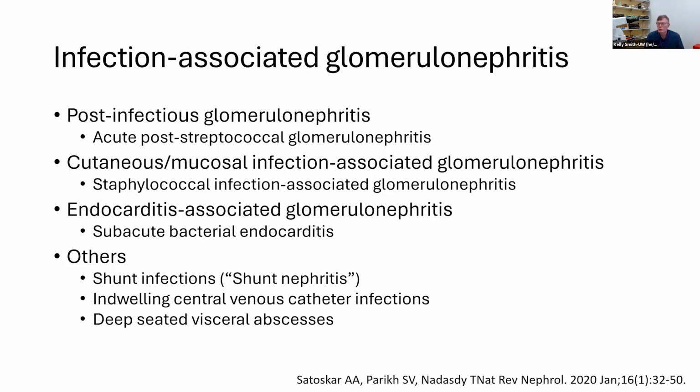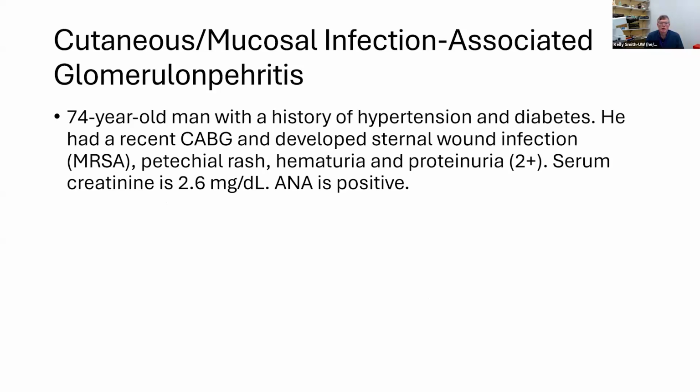There are also other types of infections, so shunts and indwelling catheters and deep abscesses can also lead to infection-associated glomerulonephritis. I didn't show you an example of a cutaneous or mucosal infection-associated glomerulonephritis, so I just wanted to show you really quickly an example of that. This is a 74-year-old man with a history of hypertension and diabetes, recent CABG, who then developed a sternal wound infection, MRSA, rash, hematuria, proteinuria, and increased serum creatinine with a positive ANA.